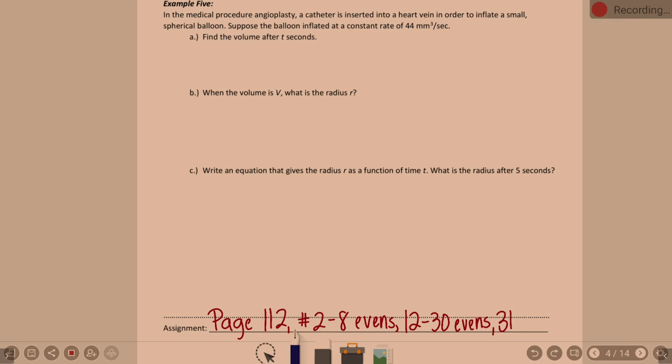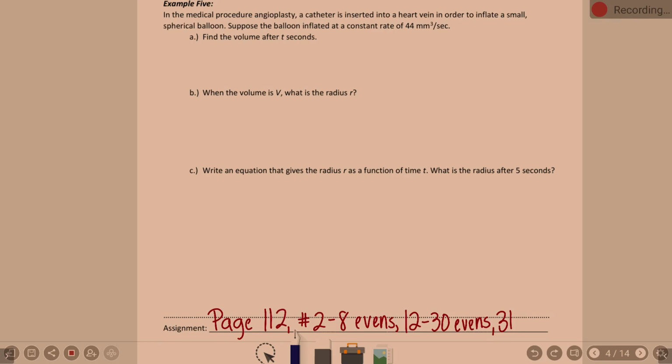Sorry about your luck. Okay, so the first thing is to find the volume after t seconds. What do we know about the volume? It's a constant rate. What is the volume? 44, well, I guess that's the rate. Yeah, 44 millimeters cubed per second. Right? So where's your blinking sign that says, hey, volume right here? What's telling me that there's volume here?